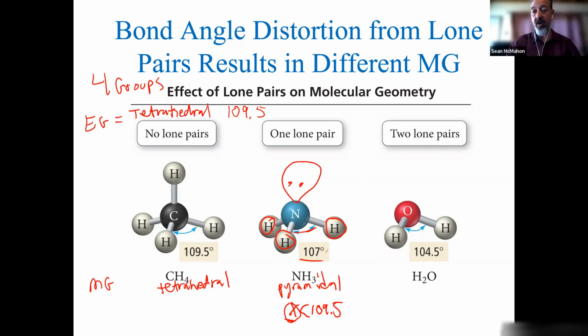Well, what about water? Again, water still has 4 groups. What are they not showing you?